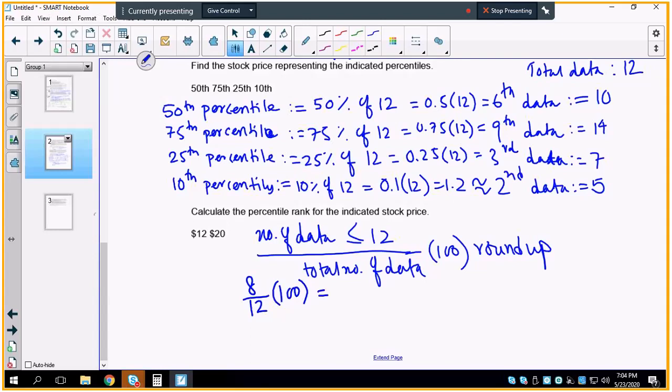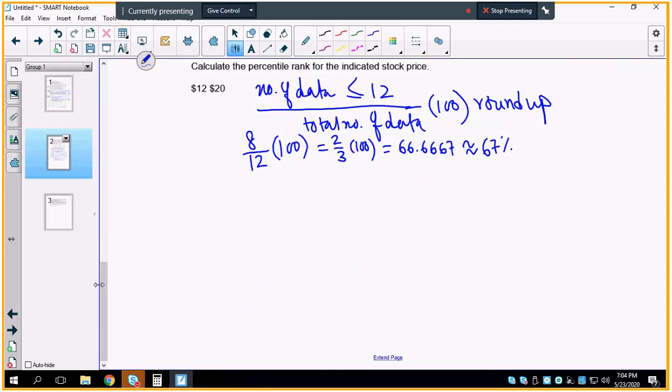When you cancel the top and bottom by 4, you get 2 over 3 times 100. So that is 66.6667, which I will round up to 67. So the percentile rank of $12 as the stock price is the 67th percentile.